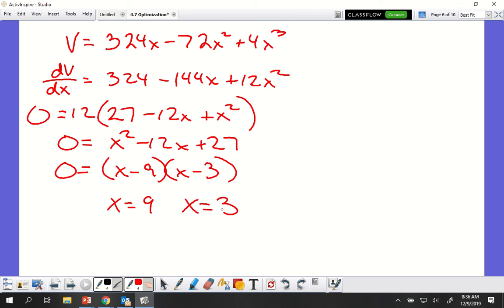Uh-oh, I got 2 values. Only one could be the max, can it? What could I do to figure out which one's the max? Plug them in and see which one's greater. Maybe. What else could I have done? Determine whether it's a minimum or maximum. I can do the line, right? Figure out slopes. I could also do the second derivative. I know what the derivative is, so I could do the second derivative off of that and plug it in to see if it's min or max. Or let's go back to our shape.